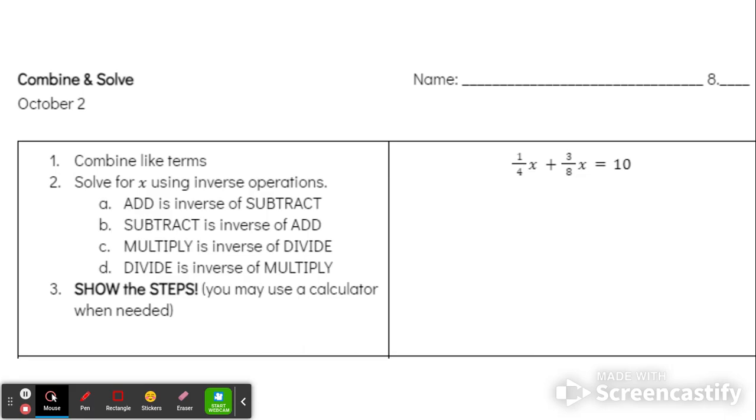Hello, 8th grade. Today we will put together two skills. First, we combined like terms, then we practiced solving equations. Now we are going to solve some equations where it requires us to combine like terms.